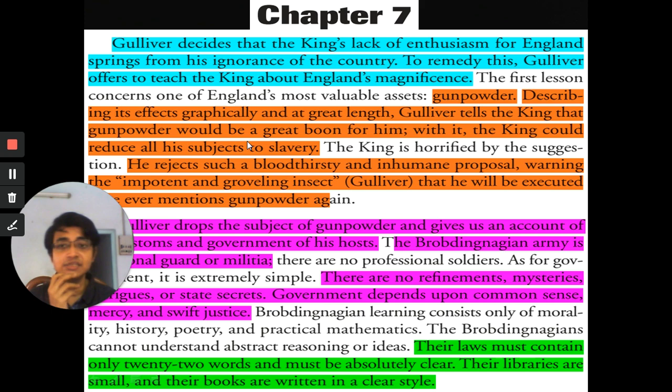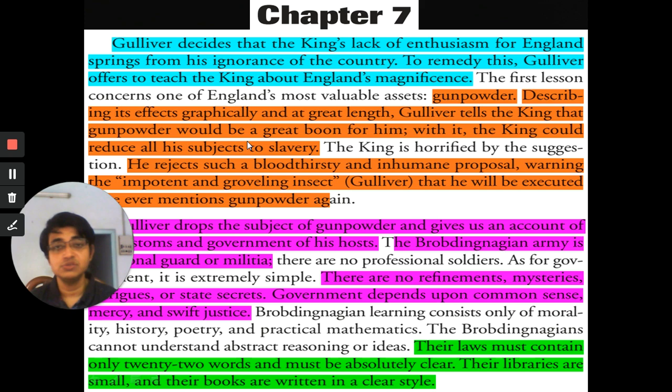The first lesson concerns one of England's most valuable assets, and that is gunpowder. Gunpowder is a kind of combustible substance that was used in those days to fire bullets and wage wars. So describing its effects graphically and at great length, how this gunpowder is a great boon to humanity, Gulliver tells the king that gunpowder would be a great boon for him also. With it, the king could reduce all his subjects to slavery.